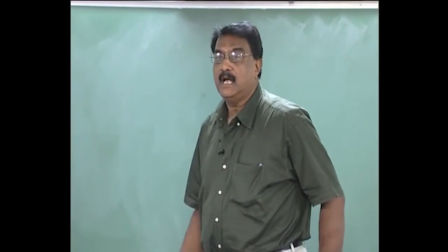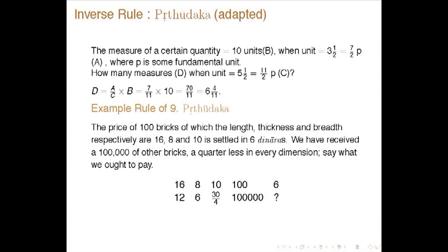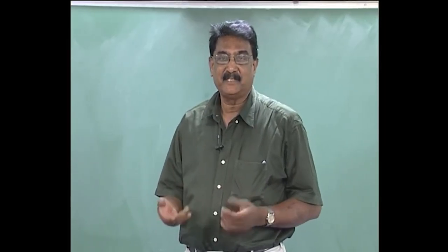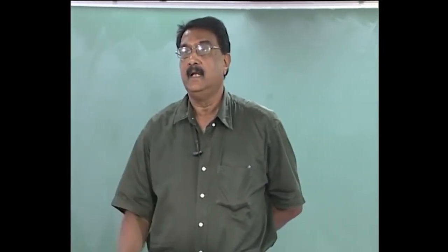Now for the inverse rule, Prutudaka in his commentary has given this example. The measure of a certain quantity is equal to 10 units, that is B, when the unit is 3.5 P, where P is some fundamental unit. What is the measure when the unit is 5.5, equal to 11 by 2 P, which is C? Here the pramana, the first unit, is 3.5, and the pramana phala is the first measure, which is 10. Ichha, the second unit, is 5.5. So we have to find the ichha phala, the second measure. We use the inverse rule, A by C into B, to obtain the ichha phala. Because if the unit is large, the measure you get will be less. If you have some length, the number of inches is much more than the number of feet.